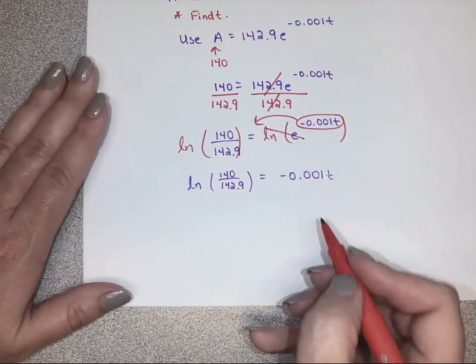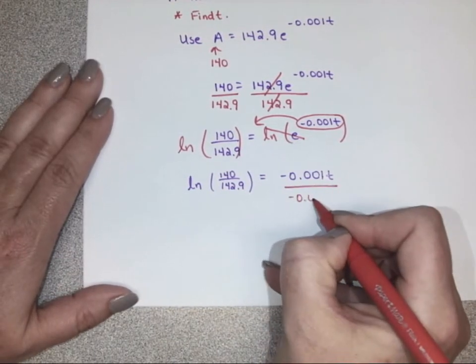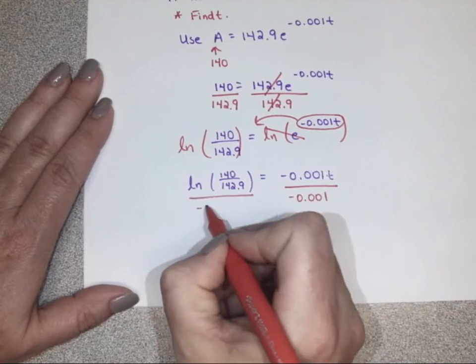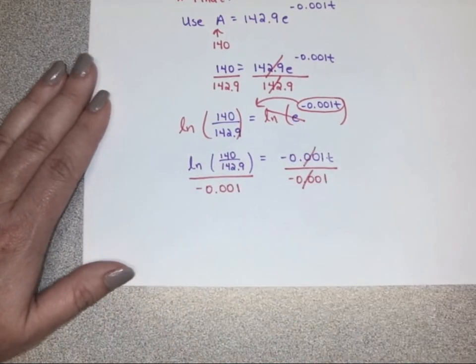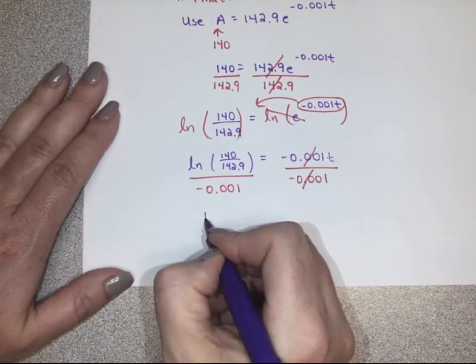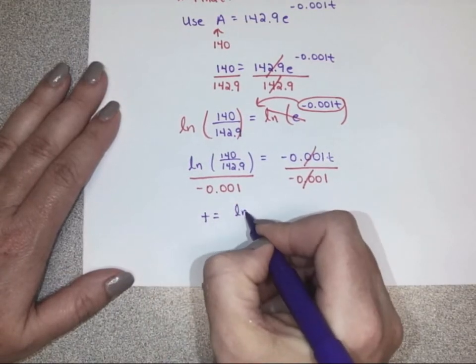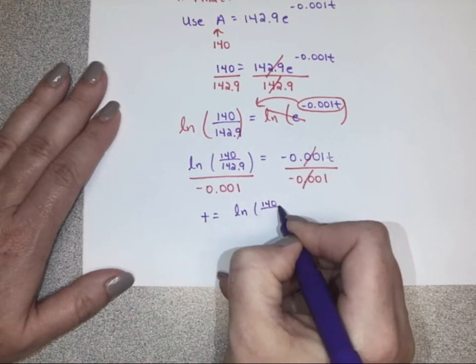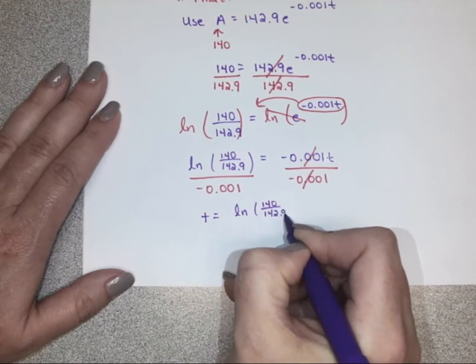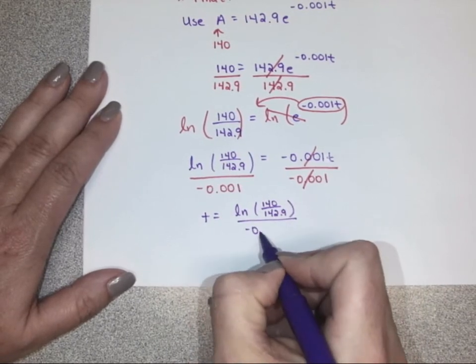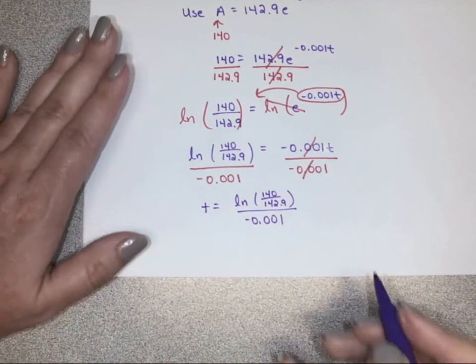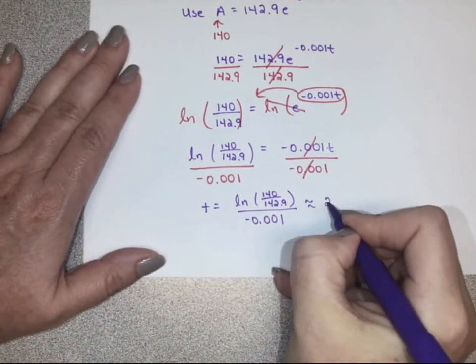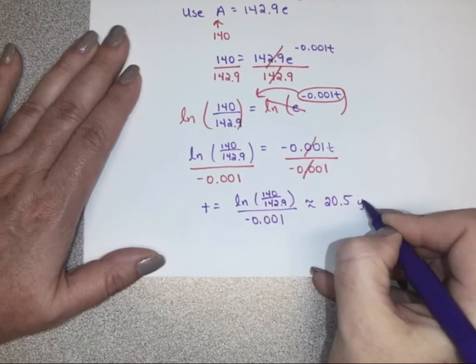And then one more time, we're almost there, right? So we'll divide by the decimal. And then we'll just let the calculator do the rest, right? So we should end up getting that t equals the natural log of 140 over 142.9 divided by this negative quantity. So what you end up with is about 20.5 years.